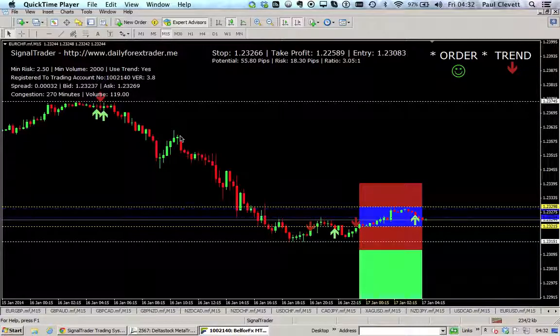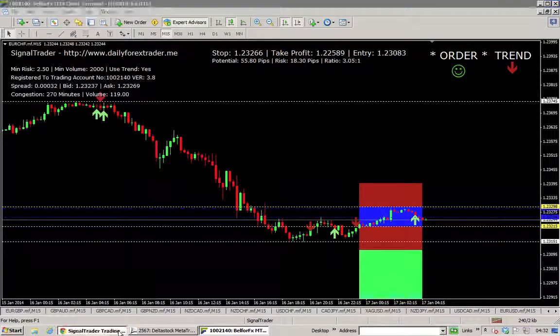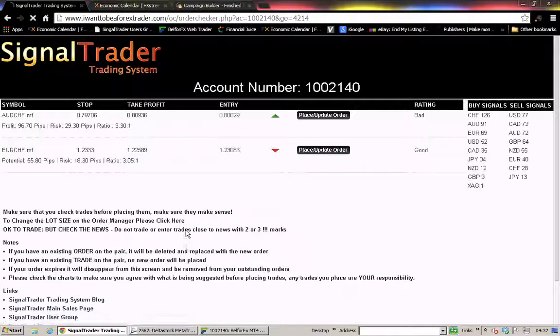It's got improved congestion detection, because one thing I was discovering is sometimes the congestion was quite small inside bigger congestion, so we're looking for the bigger congestion rather than smaller congestion, and I'll show you some of that as we go along. Okay, so this morning SignalTrader's just shown me a GBP Swissy sell.